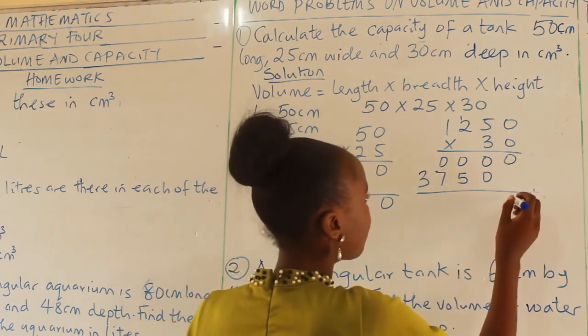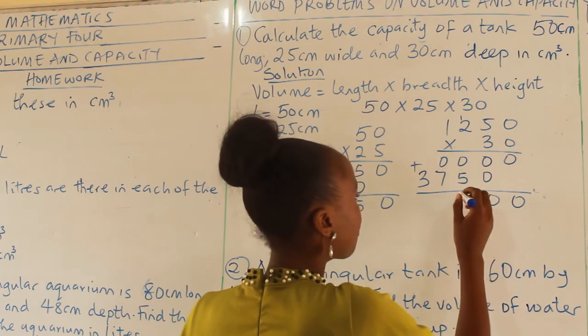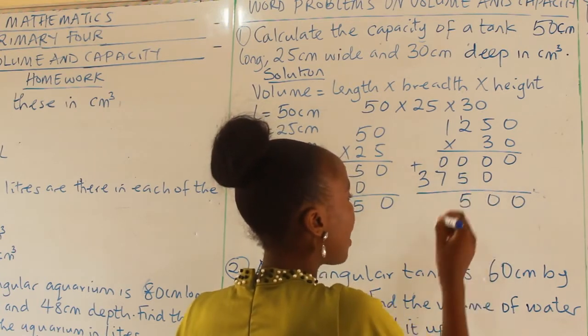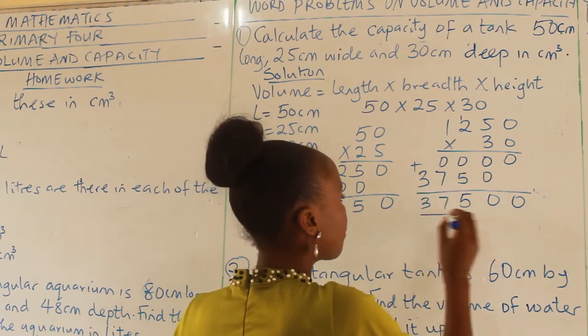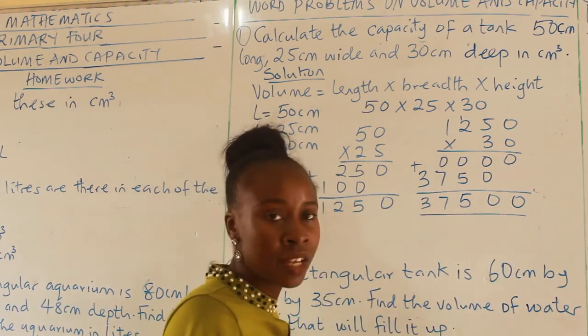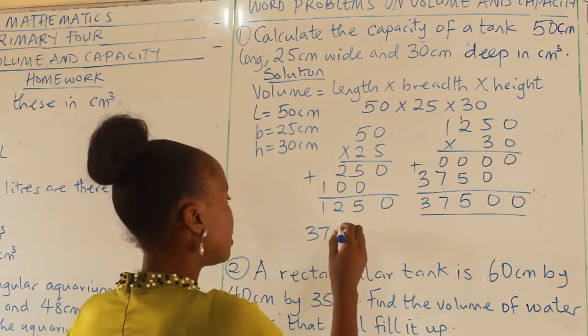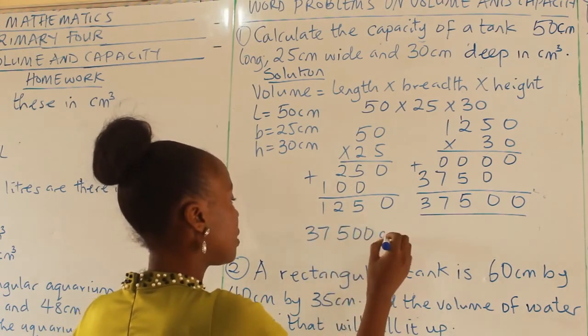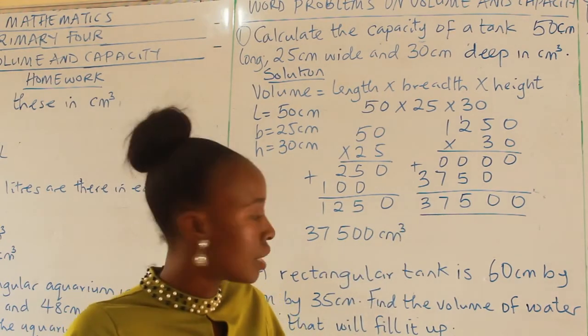So we have 0, 0, 0 plus 5, 5, 0 plus 7, 7, 0, and then we have our 3. So our answer is 37,500 cm. That is the capacity of the tank.